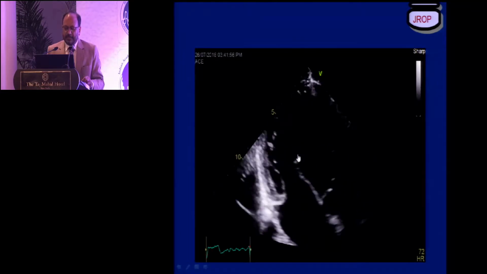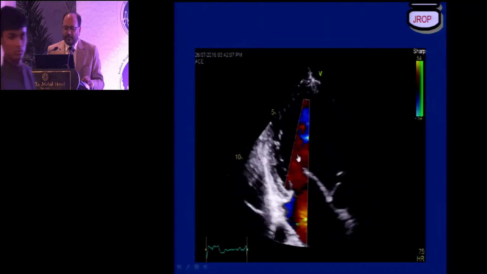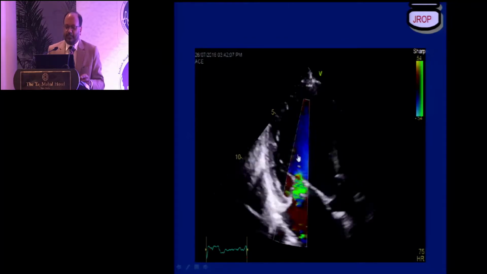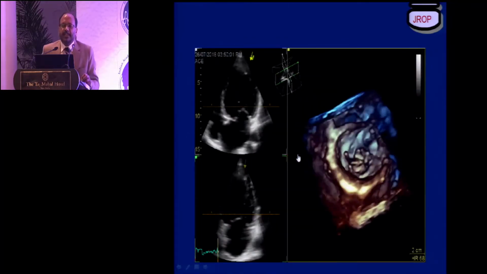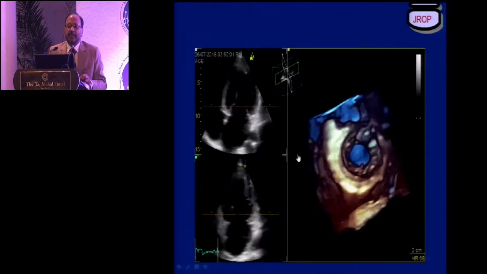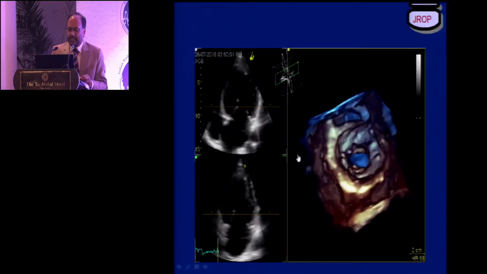Again, MR, 3-chamber view. These are all transthoracic images which we recorded before doing a 3-dimensional transthoracic live multi-beat acquisition in this particular patient.